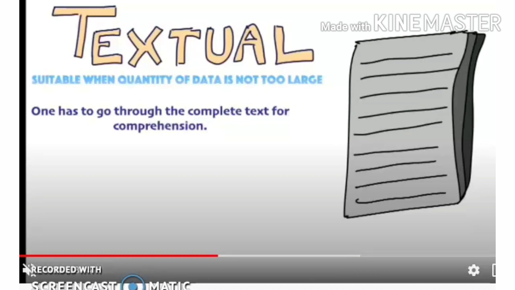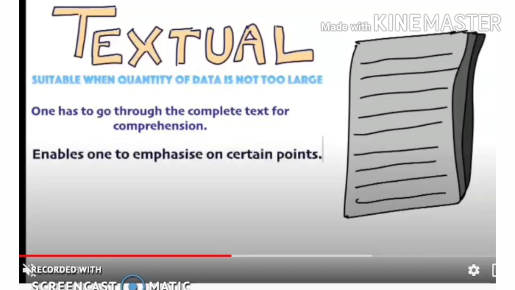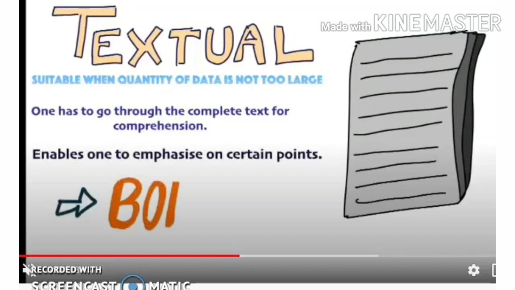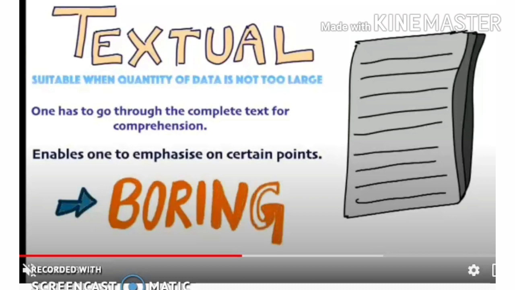If we have to go through the complete text for comprehension, then textual representation is not better. If by looking at a single sentence we can understand, fine, but if it is written in large form we can't do it. It enables one to emphasize certain points, but we can say it will be boring. It is not good looking or attractive.